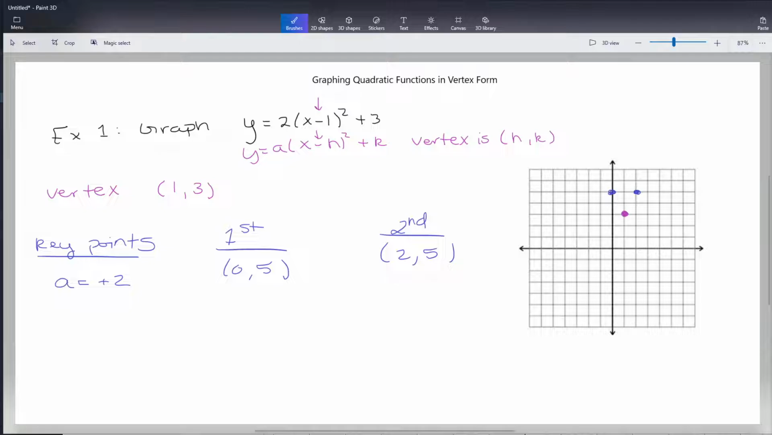Now it's important to remember that all quadratic functions will have a parabola shape. They will all be U-shaped. So when I go to draw my graph, I know what shape it's going to be. It's going to be the U shape. So I'm just going to connect these 3 points with my best U-shaped graph, like this.